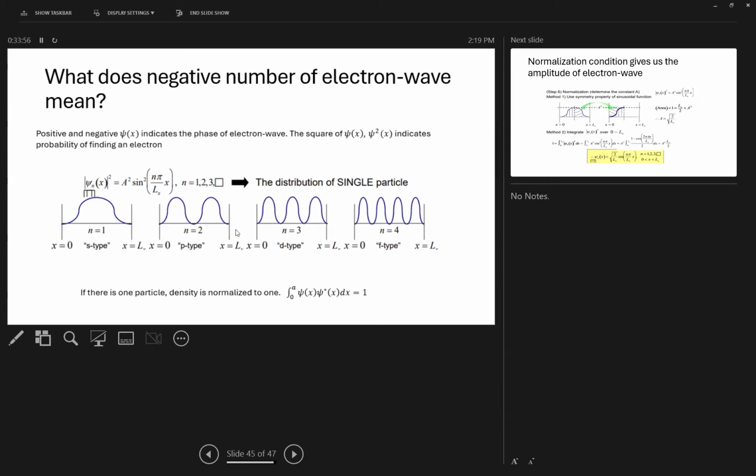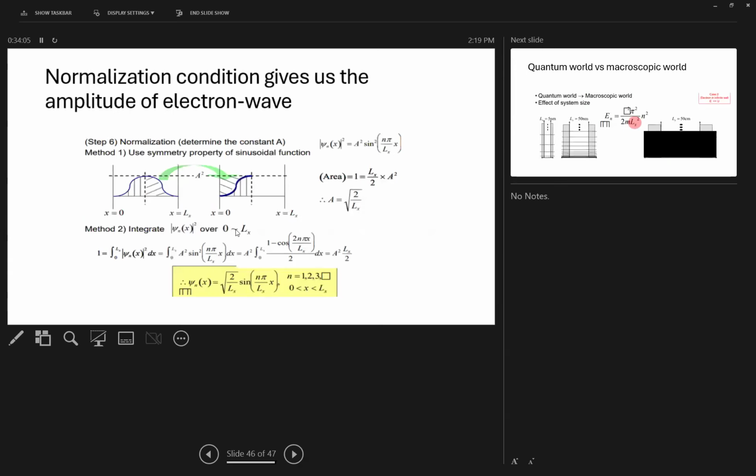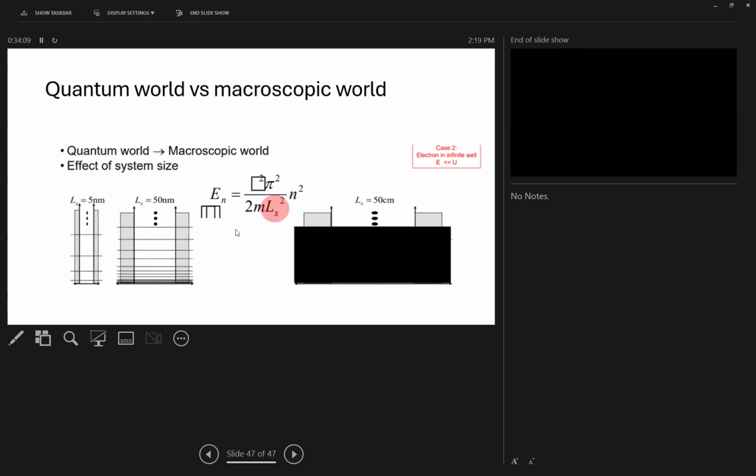So yeah, the whole quantum world is so strange. It takes a lot of time to really understand and get habituated with it.